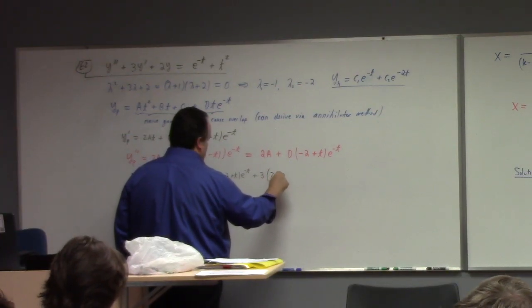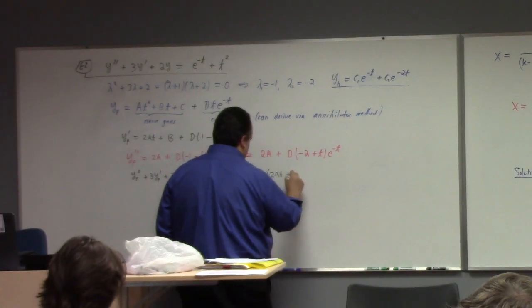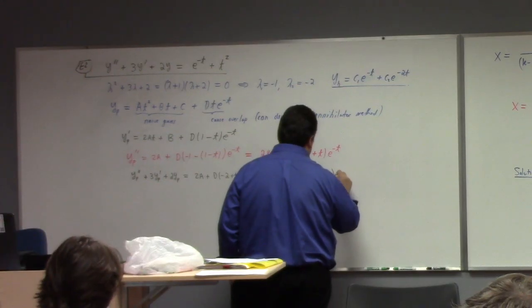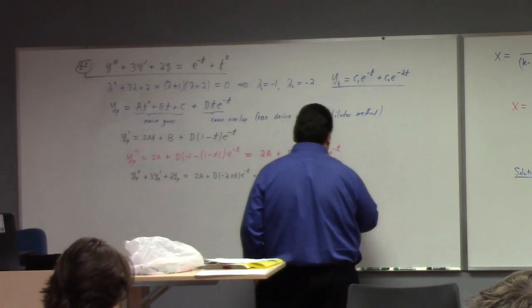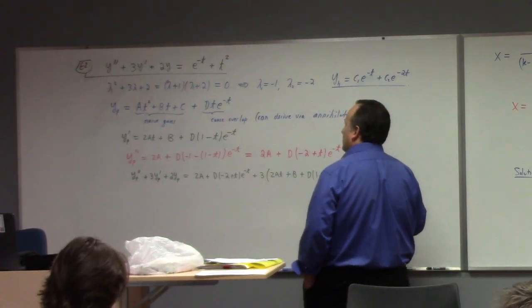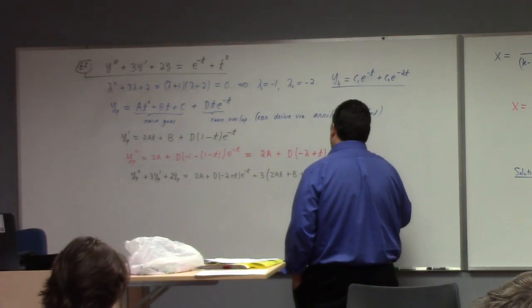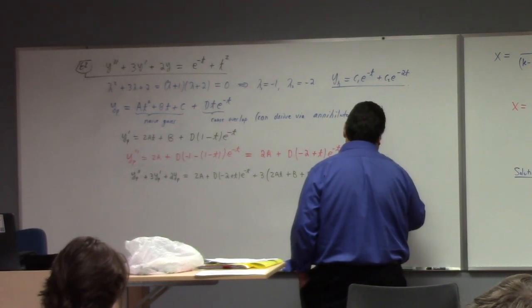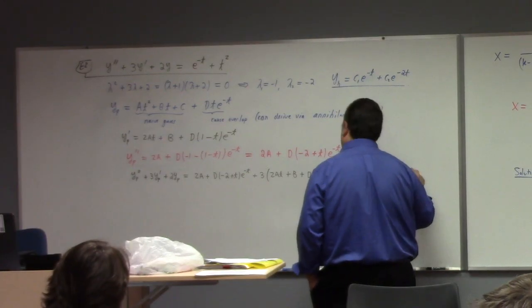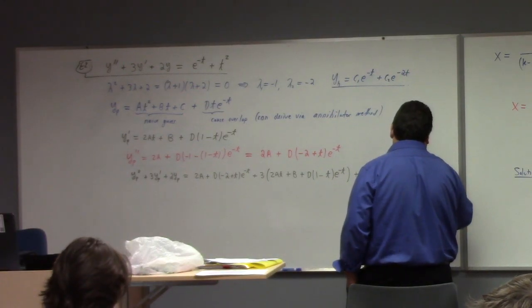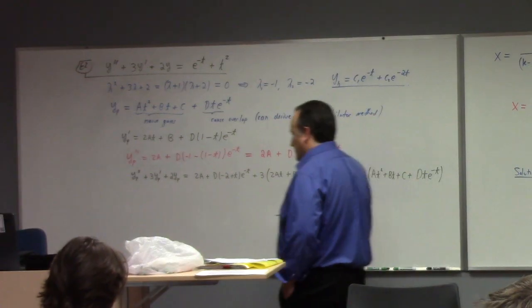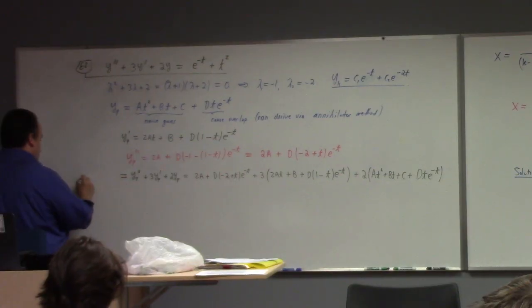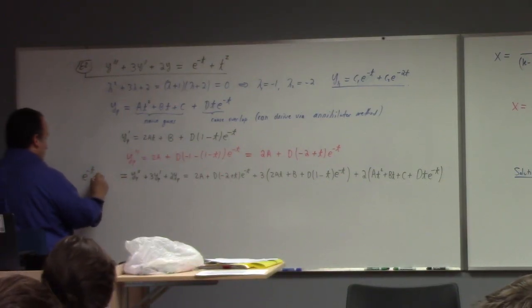parentheses 2at plus b plus D times (1 minus t) e to the minus t. That's my yp prime, and then finally plus 2yp. Didn't I say this was going to be an easy problem? What's wrong with me? Now, if we did our job right, we should be able to make this all equal to, if you allow me this short manga style calculation, e to the minus t plus t squared.